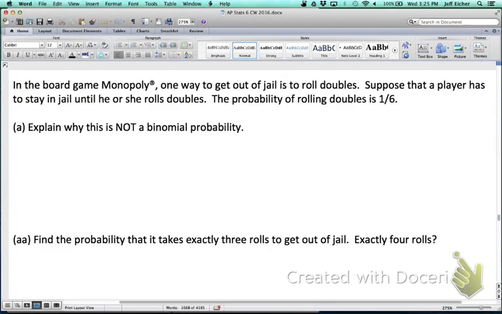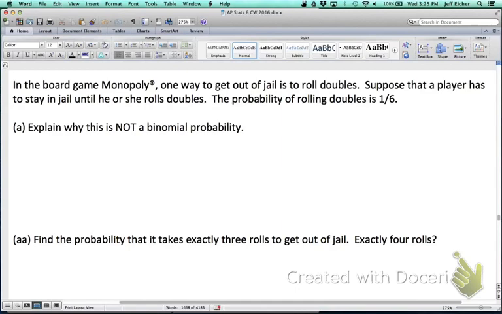In the ever so popular game of Monopoly, which somehow my dad always wins, but I won't get into that right now, one way to get out of jail is to roll doubles. You could also pay $50, but who wants to do that? So suppose that a player has to stay in jail until he or she rolls doubles.